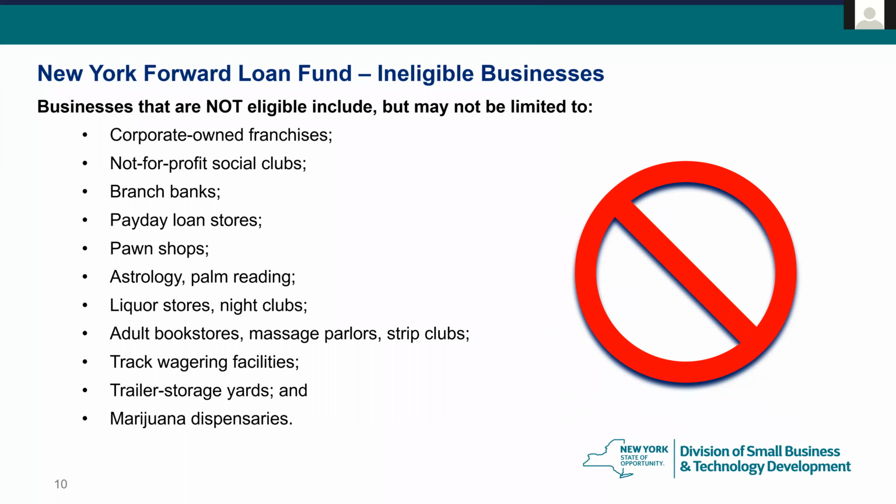So now, for some ineligible businesses, there are certain businesses that are ineligible for these programs. This is pretty common for all government-based loan programs. Corporate-owned franchises, not-for-profit banks, not-for-profit social clubs, branch banks, payday loan stores, pawn shops, astrologers, palm readers, liquor stores, nightclubs, adult bookstores, massage parlors, strip clubs, track ranging facilities, marijuana dispensaries, etc. These businesses are usually excluded. They're the quote-unquote sin businesses that are usually excluded from these programs. This is really no different than any of the SBA programs.